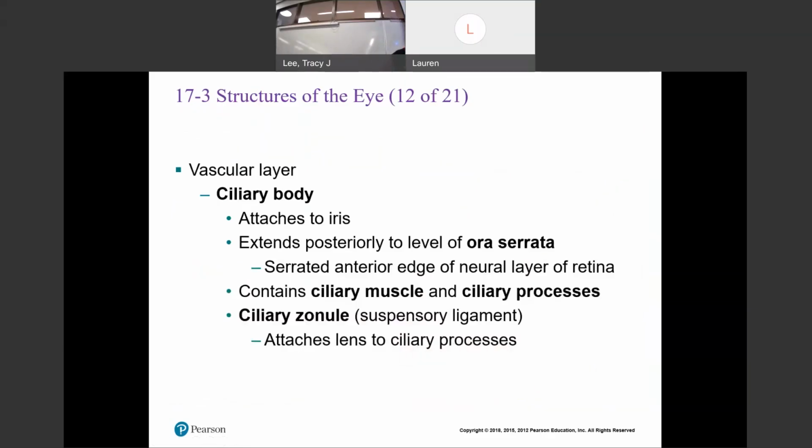All right, ciliary body. This is still part of that vascular layer. It attaches to the iris. We had our ora serrata. What was our ora serrata? Yeah, it's the lacing point where our retina, which is our neural layer, laces into the iris and ciliary body layer. We have some suspensory ligaments called the ciliary zonule, and these attach out to the lens, to the ciliary process of the lens. And basically, this is how we change the shape of the lens.